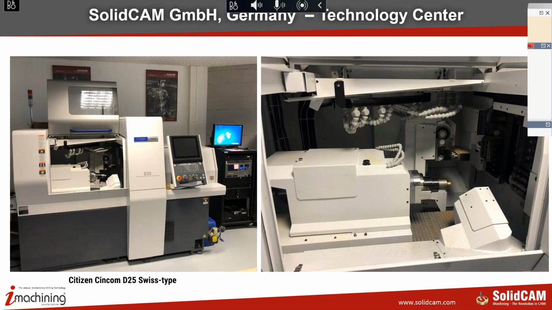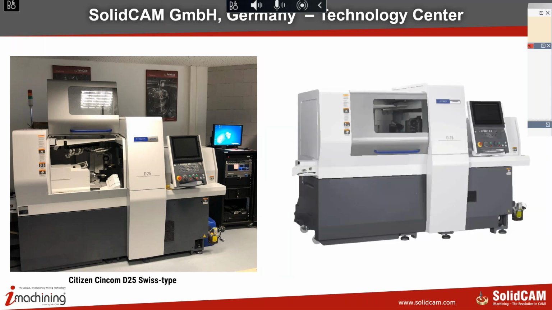And I would just like to mention also one thing for the Citizen Technology Center in Germany, in Schramberg. We do have the Citizen D25. This machine is the latest machine by this machine brand, the most complex, with simultaneous B-axis and a lot of turrets over here. And we started developing a post-processor for this machine. And on the right side, also on the left side, I would just like to show you the progress on this machine.